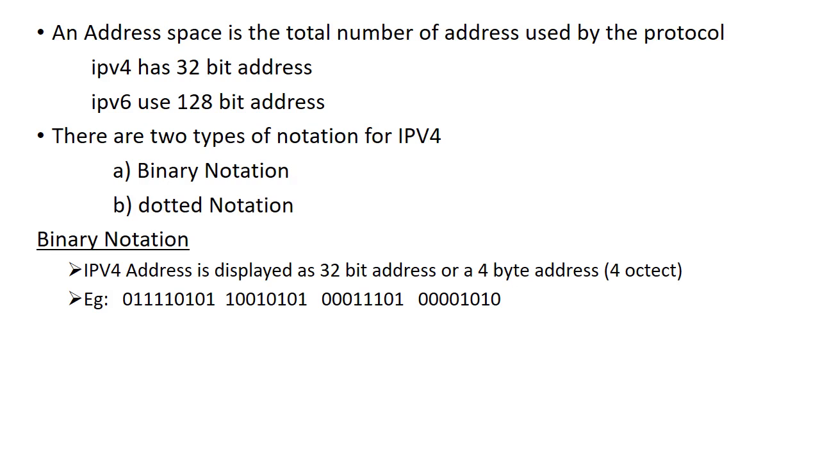First we will discuss what exactly we mean by binary notation in the case of IPv4. The IPv4 binary notation is displayed as a 32-bit address or a 4-byte address, 4 octets, where each octet contains 8 bits. So a 32-bit address is represented as a 4-byte address. For example, in binary notation it will be 8 binary digits for each of the 4 octets. Like that we can represent it.